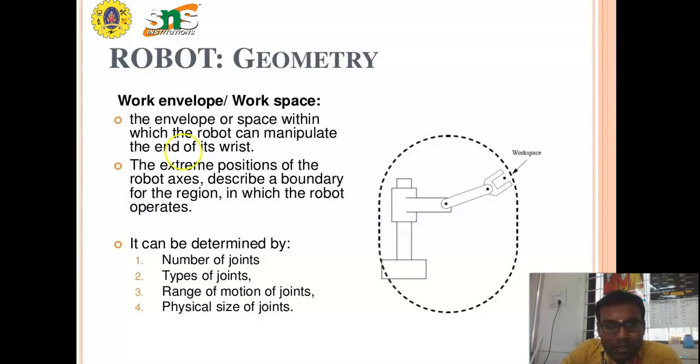The next important 2-mark topic is the work envelope or workspace. The envelope or space within which the robot can manipulate the end of the wrist is known as the work envelope or work space. This portion is the work envelope of the particular robotic arm. The extreme positions of the robot axes describe a boundary for the region in which the robot operates. It can be determined by the number of joints, the types of joints used in the robotic arm, the range of motion of the joints, and the physical size of the joints.